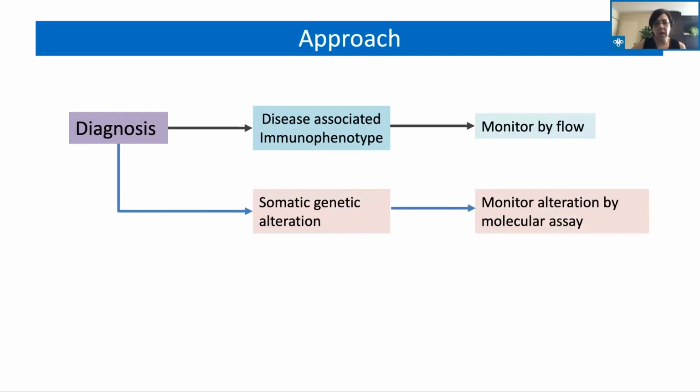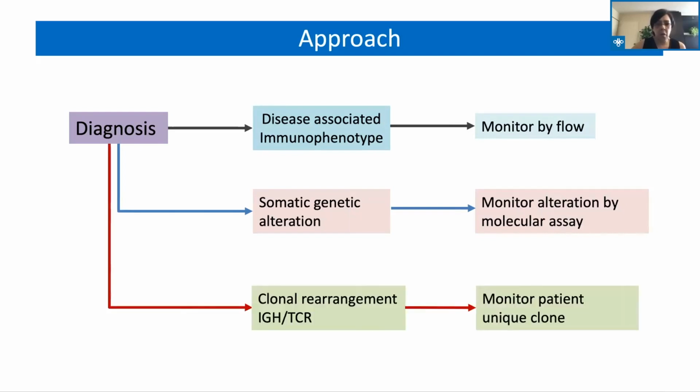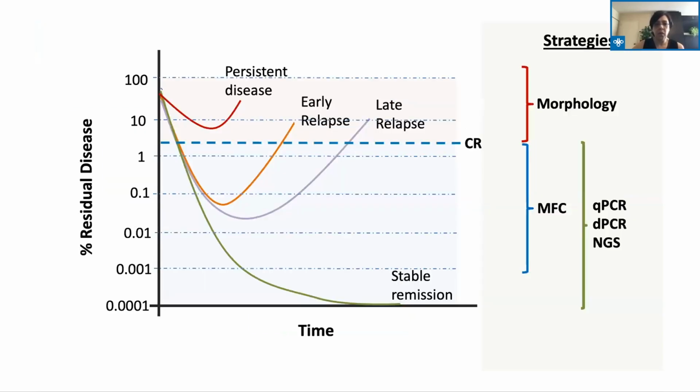An alternate way of doing this is you can look for the genetic profile of the disease and look for the somatic genetic alterations that are particular to this disease, and then you monitor the alterations based on molecular methods, which there are many. The final way that you can do this, and especially obviously for lymphoid malignancies rather than myeloid diseases, you can actually look at the clonal rearrangement that you get for IgH and the T cell receptor, and then you can monitor the patient-specific clone.